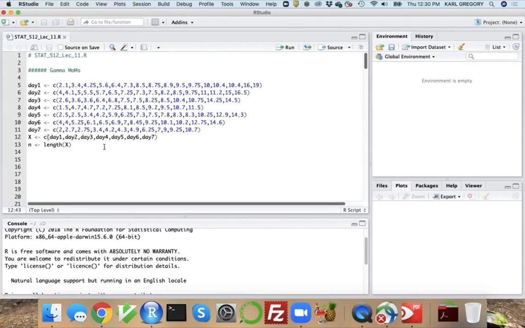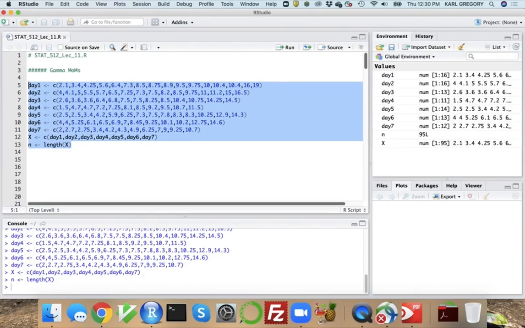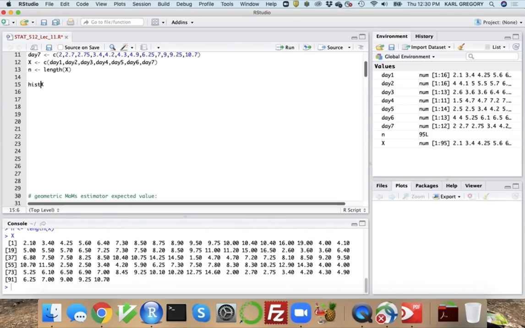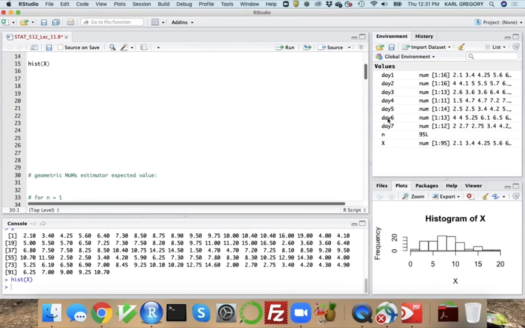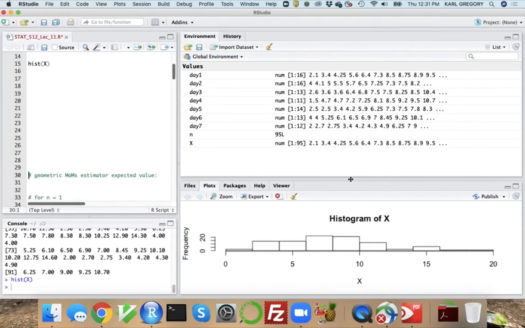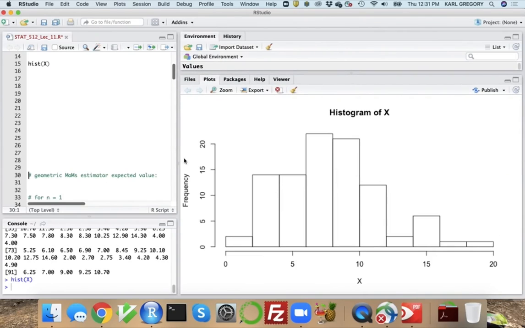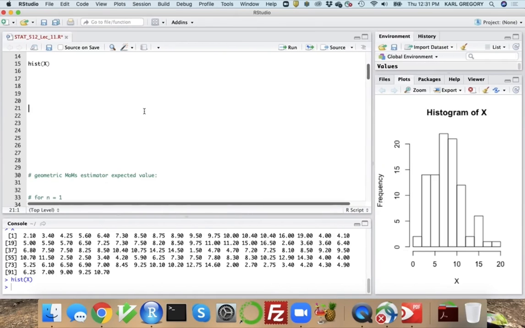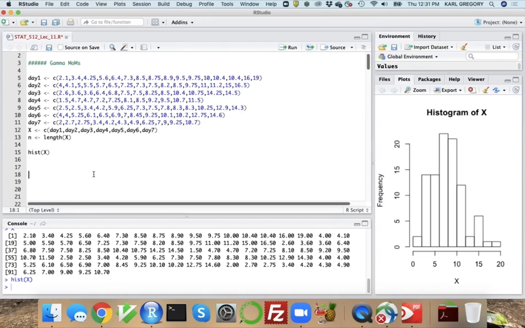Okay, so we're going to read in a bunch of data. I've got this data in this vector x. We could make a histogram of it. It looks like this one. We might assume that this follows a gamma distribution because all the values are positive, and we can sort of imagine that it's right skewed. So let's go ahead and compute our method of moments estimators.